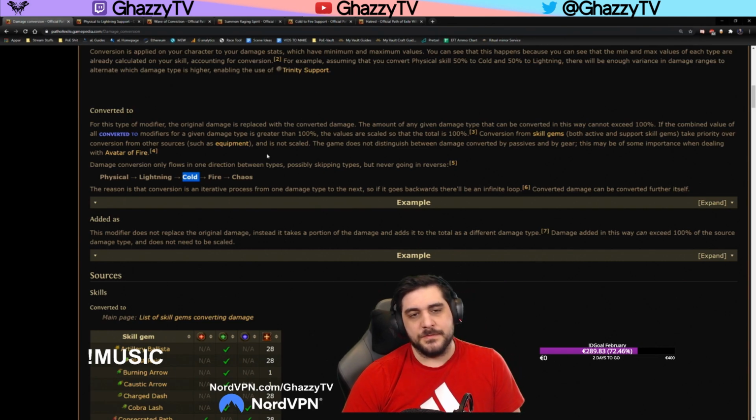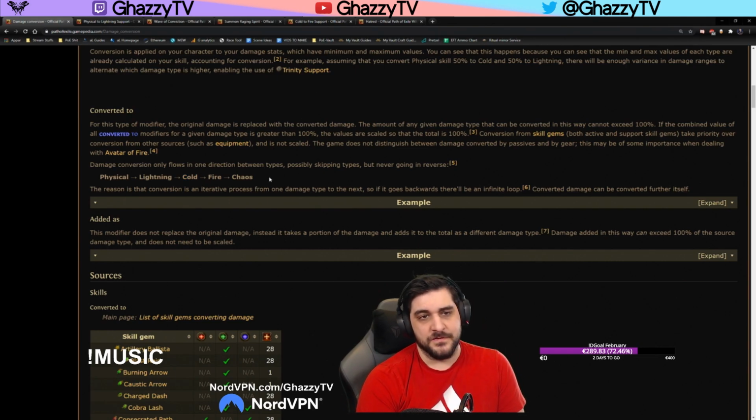Something else that's a bit tricky when it comes to conversions is priority orders and what cannot be exceeded. So, for example, there's 2 things we got to mention. One is what happens if you convert more than 100%, as well as what happens in the locked situations. A locked situation is, as explained in the PoE wiki.